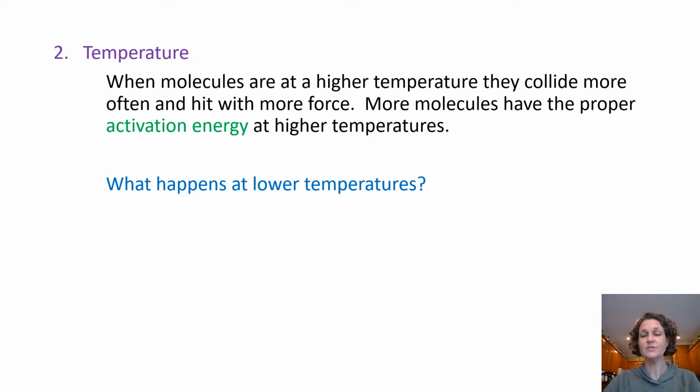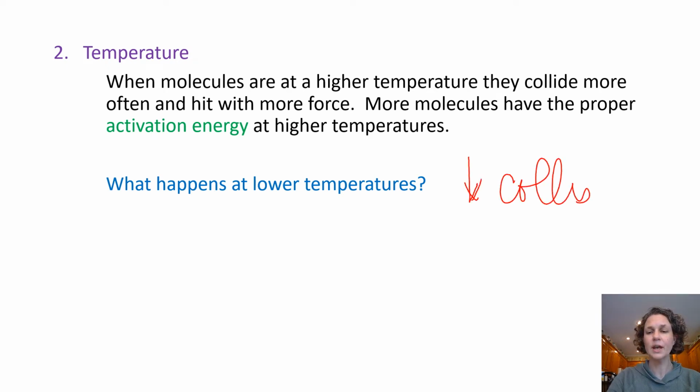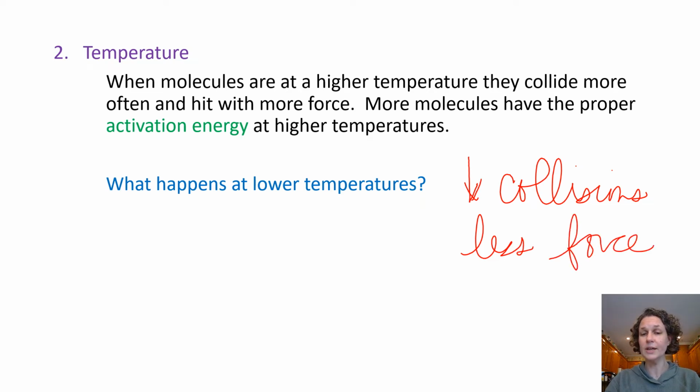If you have this fast-moving molecule and it hits another molecule, it has what is called the proper activation energy. And we'll talk about activation energy in just a minute, but it is really helped by those higher temperatures. And I have that question on there, what happens at lower temperatures? Just the opposite. You have fewer collisions, and not only that, they are hitting with less force. And so the cold temperatures just really will slow the whole thing down.